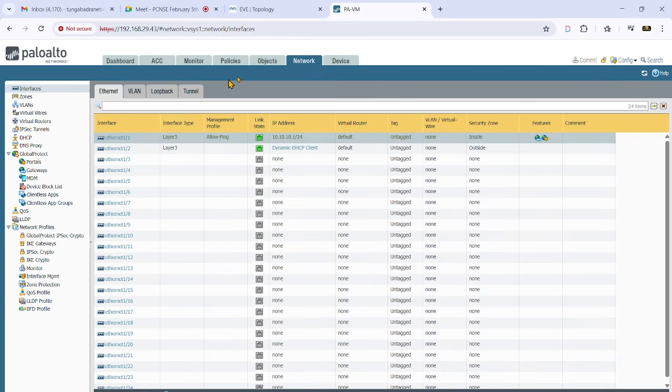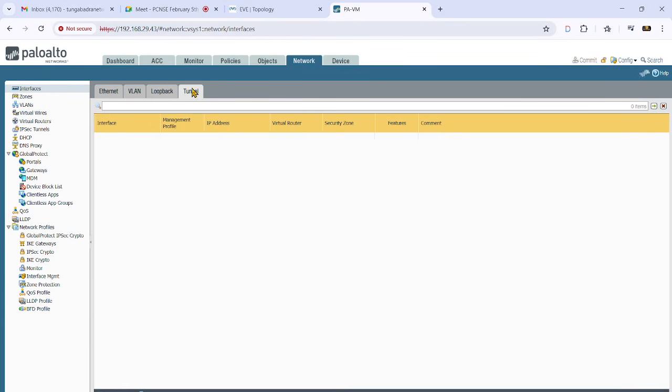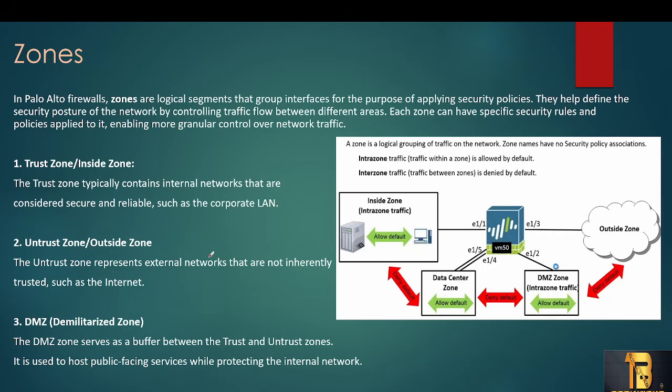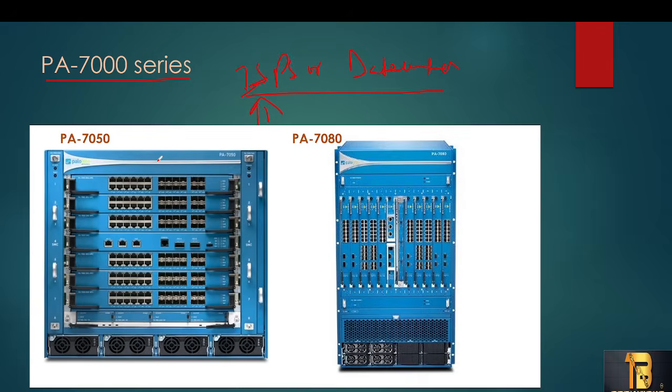Although we are configuring it here, we will have the tunnel interface in the interfaces as well. We are not physically connecting; we are creating a logical tunnel interface between our firewalls to route the traffic in a secure manner. This tunnel interface will be used in such a way. These are the interface types that we have. Any questions here regarding the interface types or hardware types?